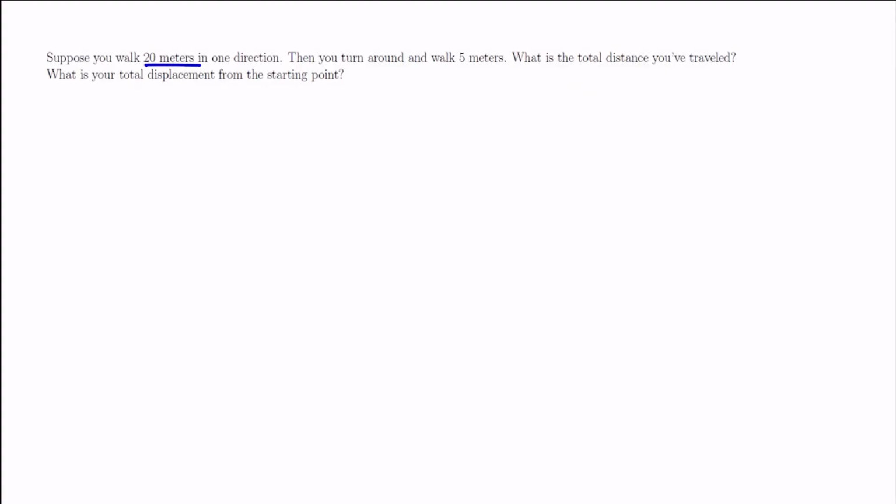Suppose you walk 20 meters in one direction. I want to stop right here and draw a picture describing what we've just learned from this problem. This is generally the best way to solve physics problems because you write down the information as you read it and extract it. So let's say we start right here at this position, and then we walk 20 meters in one direction. That's what this path represents, and we can give it a label of 20 meters to represent the distance. Then you turn around and walk 5 meters.